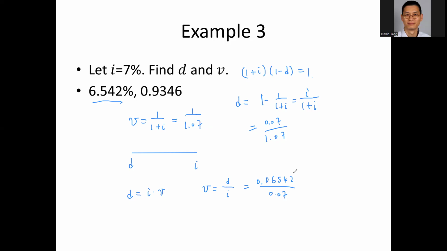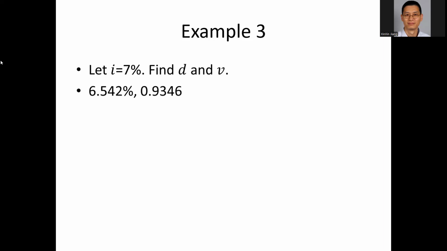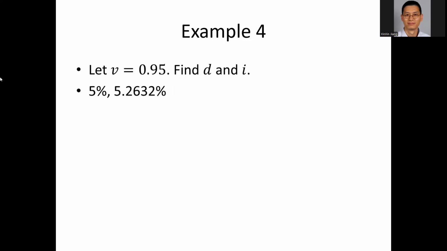Yeah, I think so. All right. So they are simply using the formulas or relations. Now we have V and are looking for D and I. V is 1 over 1 plus I, the discount factor. So I would be equal to 1 over V minus 1. So it's 1 over 0.95 minus 1.